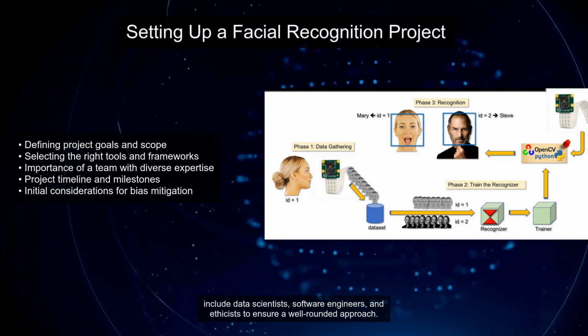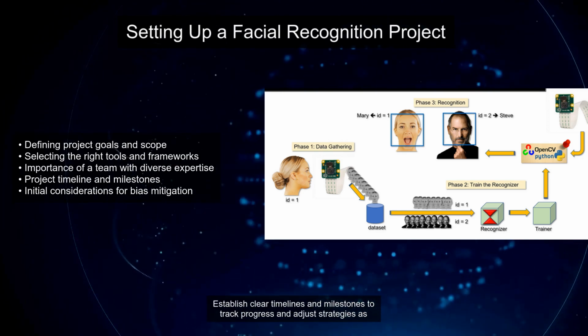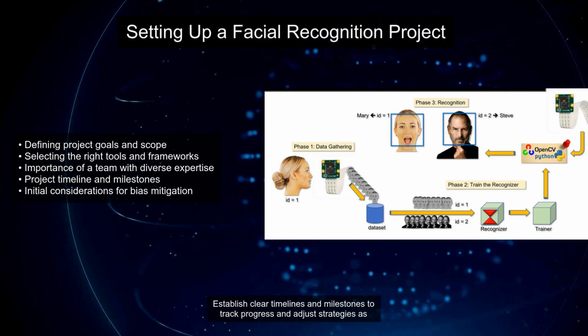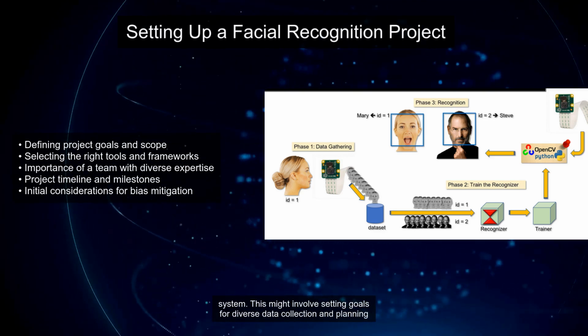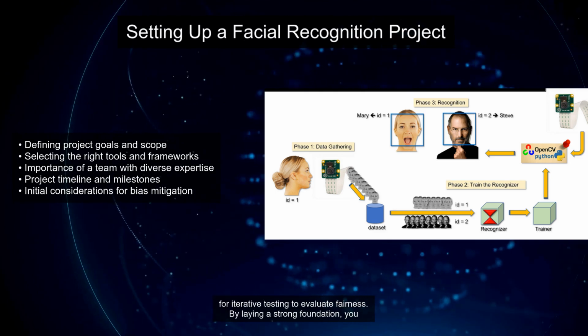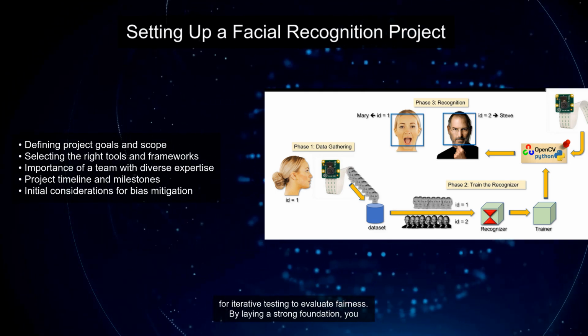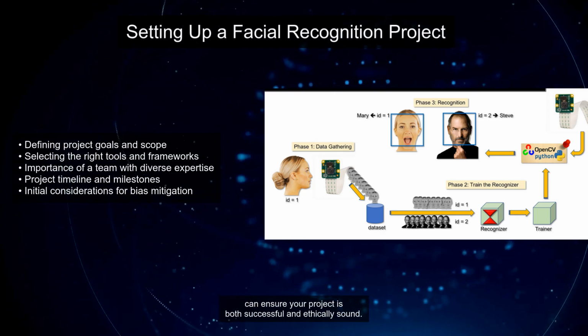Assembling a team with diverse expertise is also crucial. This should include data scientists, software engineers, and ethicists to ensure a well-rounded approach. Establish clear timelines and milestones to track progress and adjust strategies as needed. From the outset, consider how you will address bias in your system. This might involve setting goals for diverse data collection and planning for iterative testing to evaluate fairness. By laying a strong foundation, you can ensure your project is both successful and ethically sound.